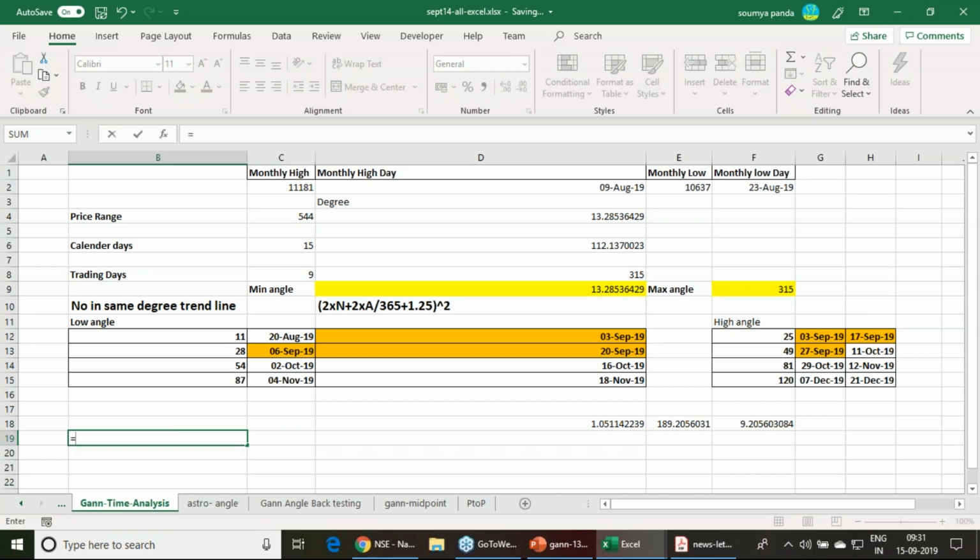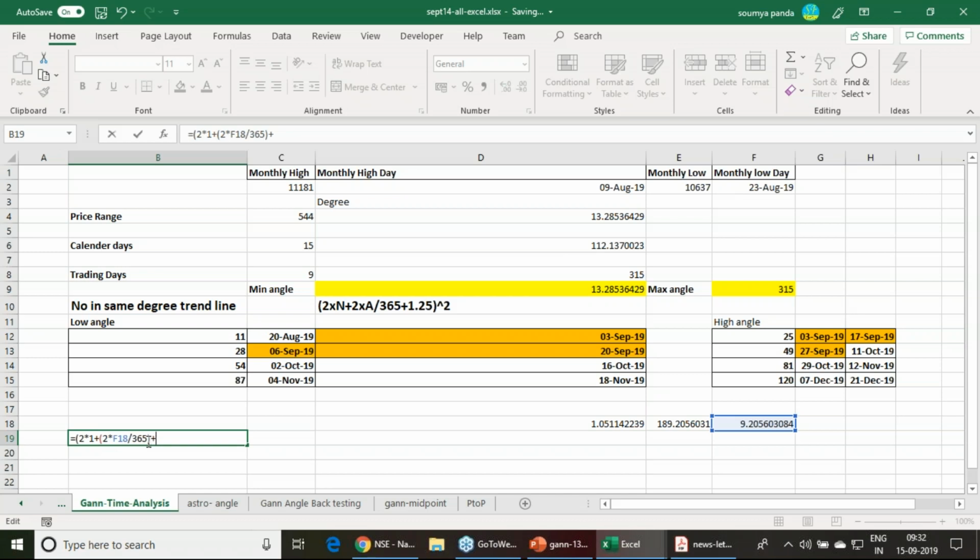So I have to put a bracket here. Then I have to use 2 multiplied with n, where n is 1. Then I have to add 2 into a, 2 multiplied with a. Angle is 9.20, so this part needs to be divided by 365. So I need a bracket here also, because this calculation involves one division, or else it will go wrong.